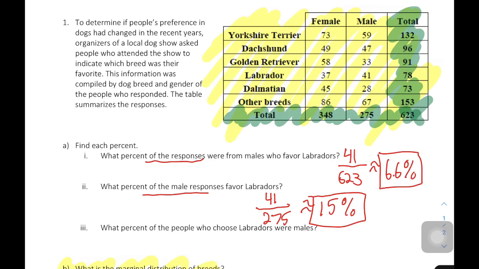And lastly, what percent of the people who choose Labradors were males? All right. So what percent of the people who choose Labradors? So on the bottom, or in the denominator of the fraction, we're going to have the people who choose Labradors. Well, how many people chose Labradors? 78. And of those 78 people, how many were males? Let's see, 41.